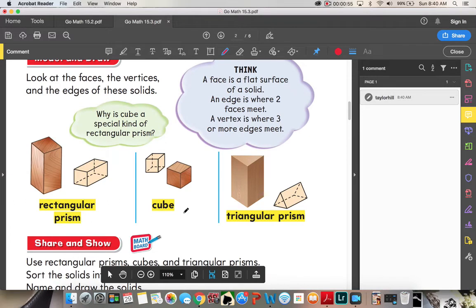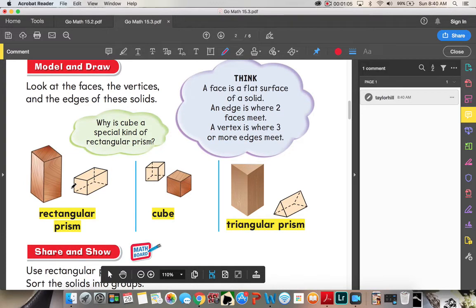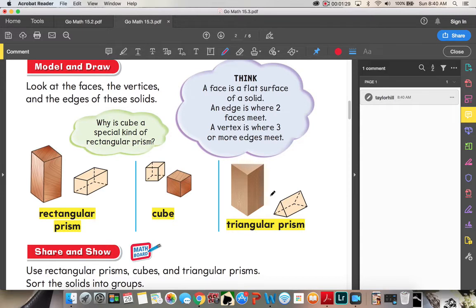Look at the faces, the vertices, and the edges of these solids. So we have a rectangular prism, we have a cube, and we have a triangular prism. A rectangular prism is a three-dimensional shape that has two square faces and then four rectangular faces on each side. A cube is a shape that has square faces on all sides. And then we have a triangular prism, which has two triangle faces, one on each side, and then it's got 1, 2, 3 rectangular faces.